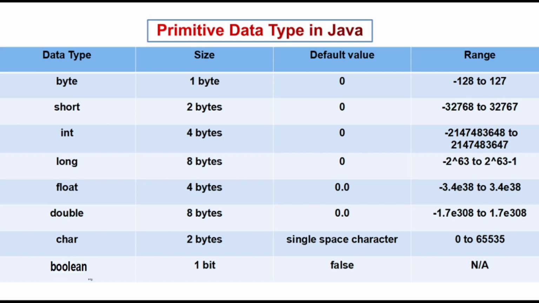If you use the boolean data type, then it will take 1 bit. For boolean we have only two values, true or false. If you are not assigning any value to a boolean, then it will take false by default.